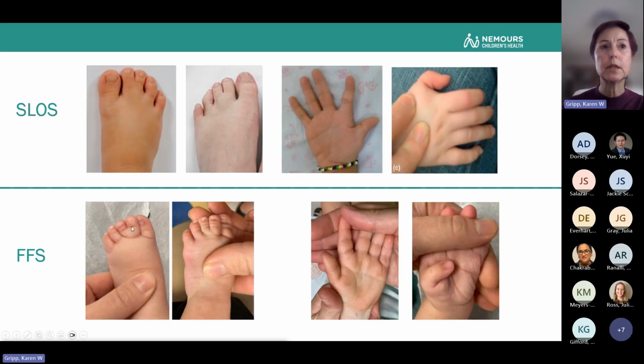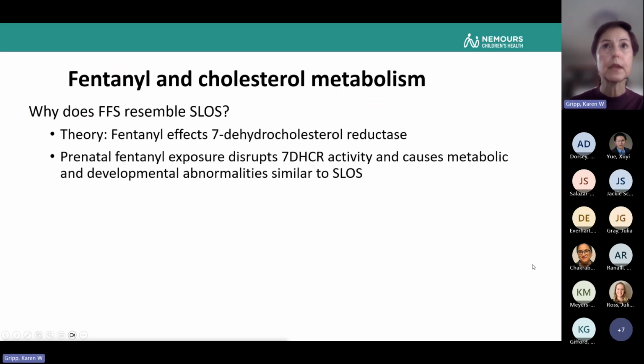I'm stressing here the 2-3 syndactyly that is so characteristic for Smith-Lemli-Opitz syndrome that we also see in our patients, the single palmar crease, and the somewhat short and adducted thumbs seen in Smith-Lemli-Opitz syndrome and in our patients.